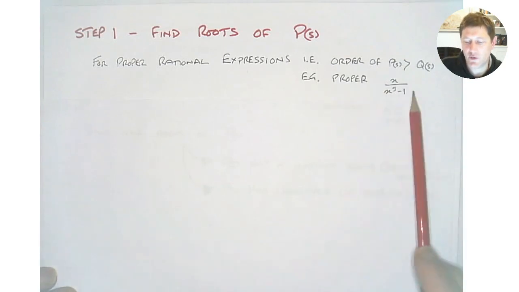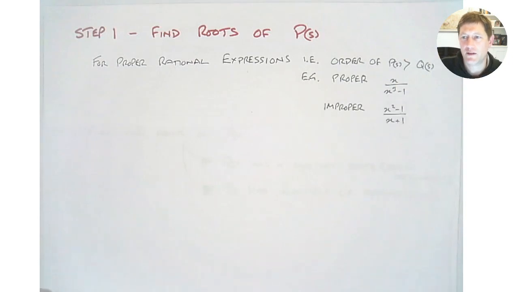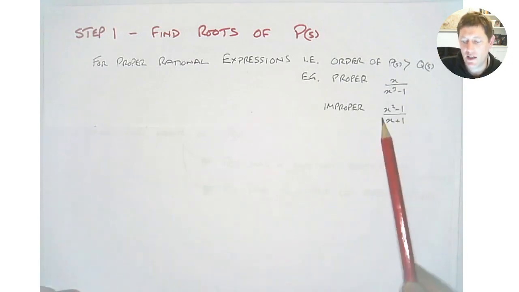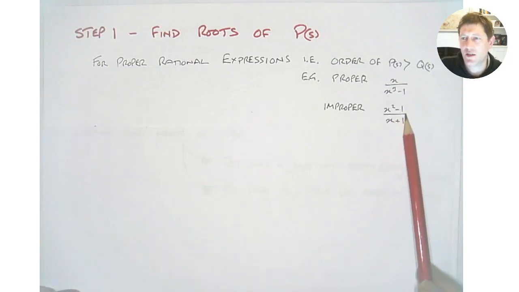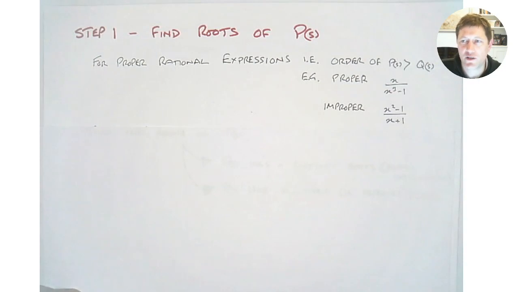So there's an example of a proper one. That's order 3 and that's order 1. If it looks like that, it will work out. If it looks like this, x squared minus 1 is order 2, and this is an order 1. If your expression looks like that, it won't work straight away. You'll have to do a little bit of work to convert that into something that we can use.